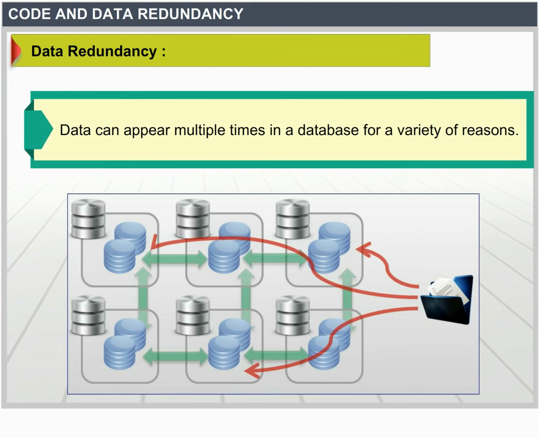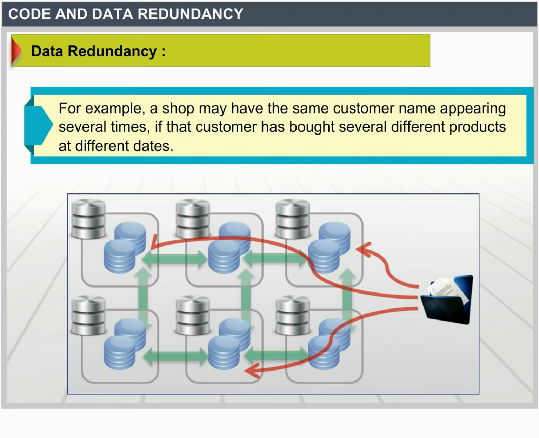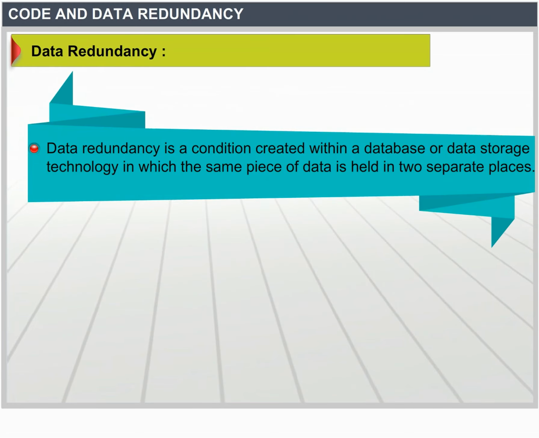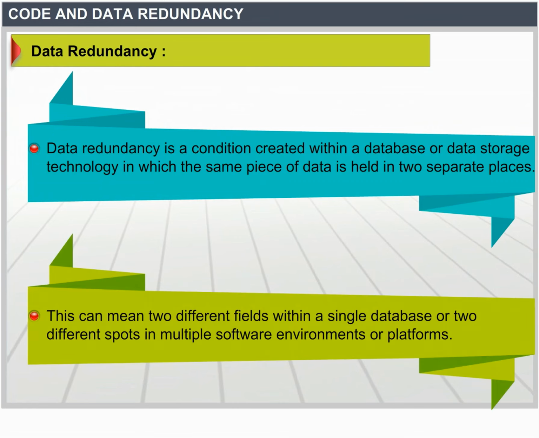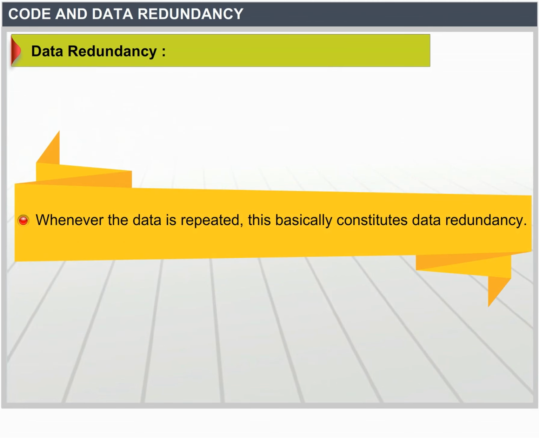Data can appear multiple times in a database for a variety of reasons. For example, a shop may have the same customer name appearing several times if that customer has bought several different products at different dates. Data redundancy is a condition created within a database or data storage technology in which the same piece of data is held in 2 separate places. This can mean 2 different fields within a single database or 2 different spots in multiple software environments or platforms. Whenever data is repeated, this basically constitutes data redundancy.